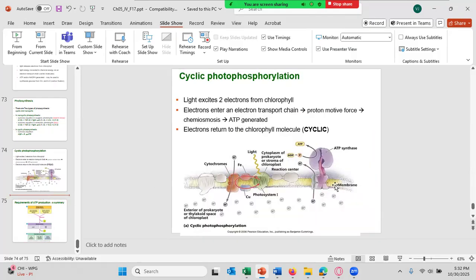So this is a eukaryote cell, and this membrane here containing the electron transport chain is the inner chloroplast membrane. And this is the inside of the chloroplast. This is the space between the inner chloroplast membrane and the outer chloroplast membrane. So the hydrogen ions are pumped there.